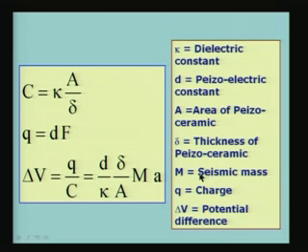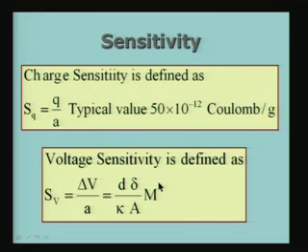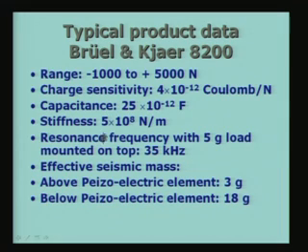So, it is given by the seismic mass, the piezoelectric constant, then the thickness and the area of the material and the dielectric constant. So, the potential difference is proportional to the acceleration. Sensitivity is defined as, for charge sensitivity, Q by A, where Q is the charge divided by the acceleration. Typical value is about 50 times 10 to the power of minus 12 coulomb per G, where G is the acceleration due to gravity, standard value. And voltage sensitivity is defined as delta V by A, and that is given by d delta by kappa A into m. So, these are the two things which we usually talk about.